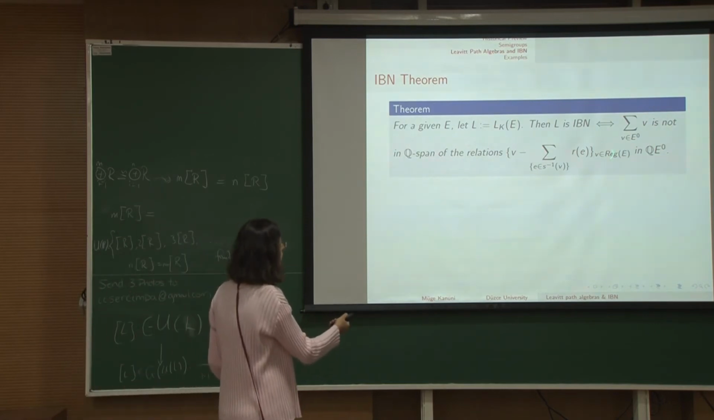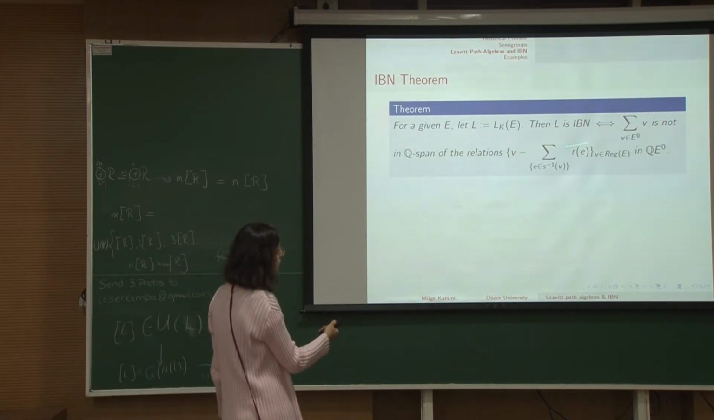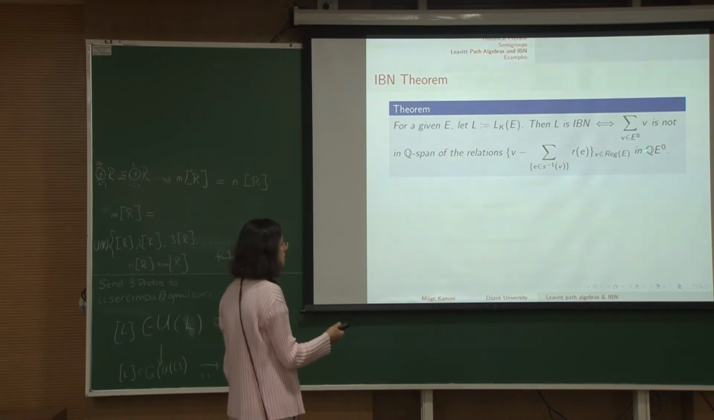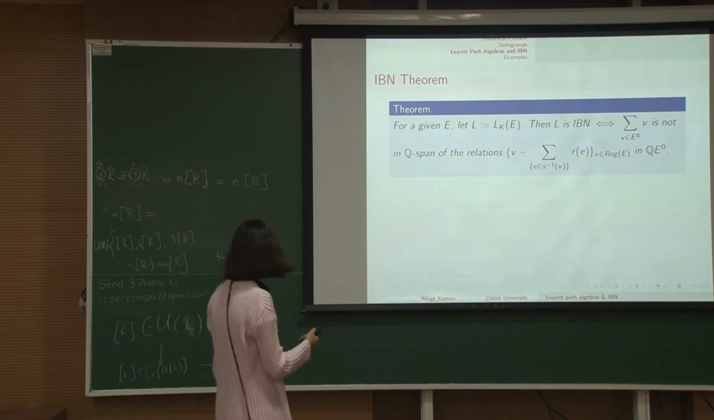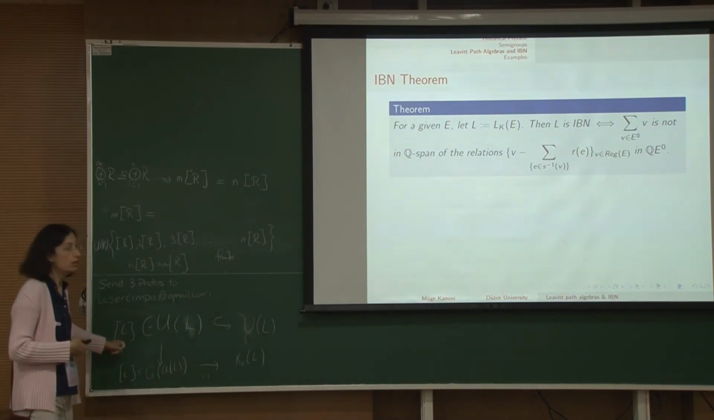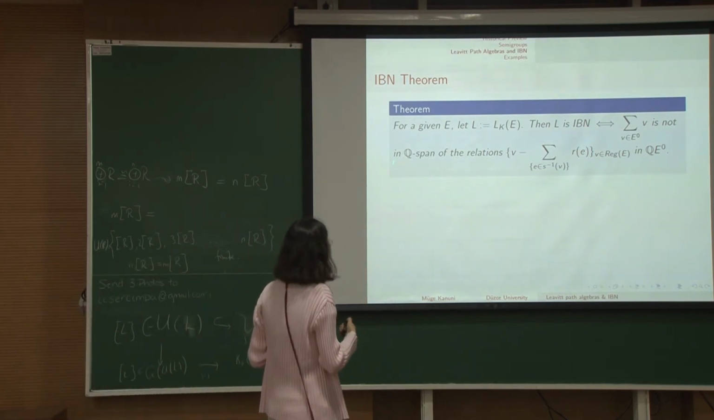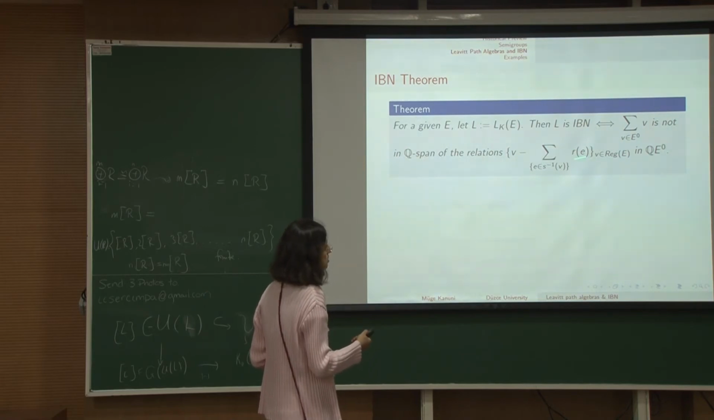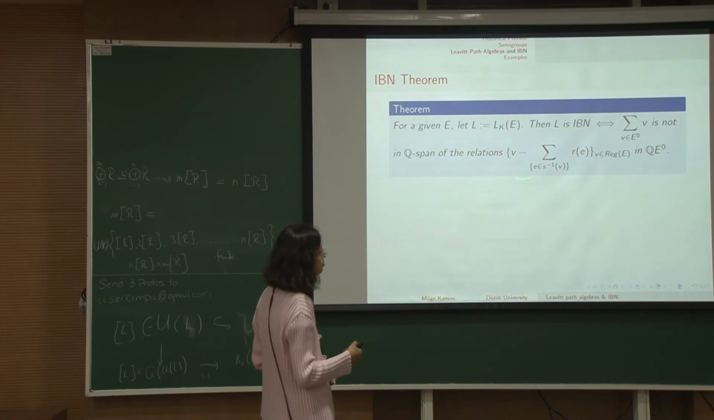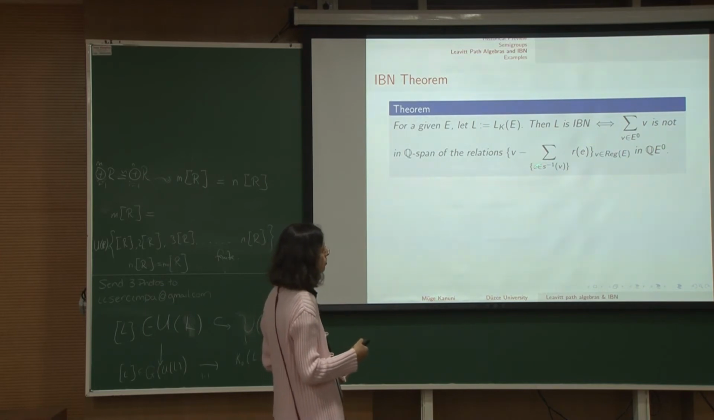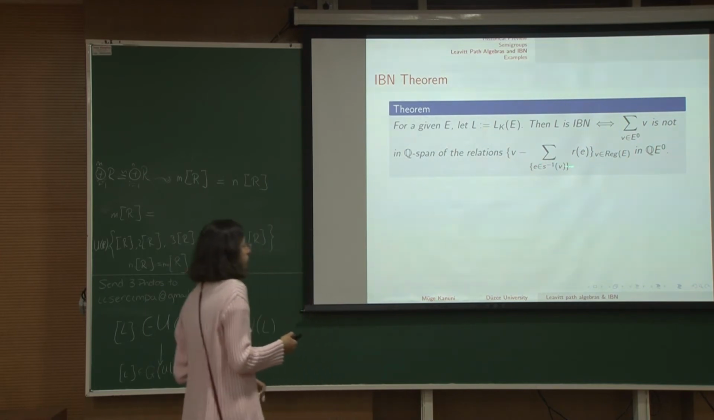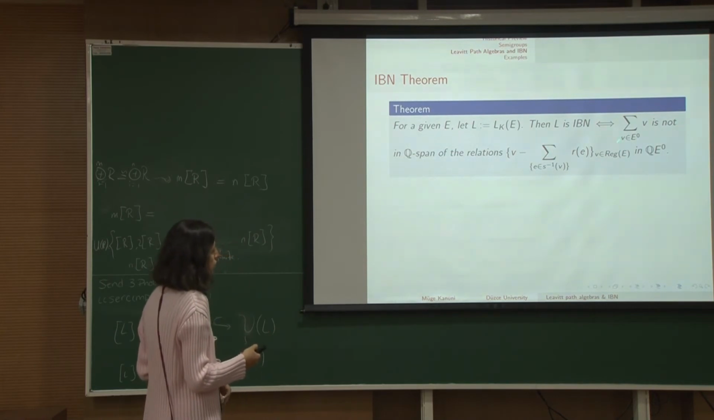So anyhow, it says L is IBM if and only if the sum of the vertices, recall the sum of the vertices is resembling your L in the K0, is not in the Q span of the relations. So these are the relations that generate the semigroup of the graph.